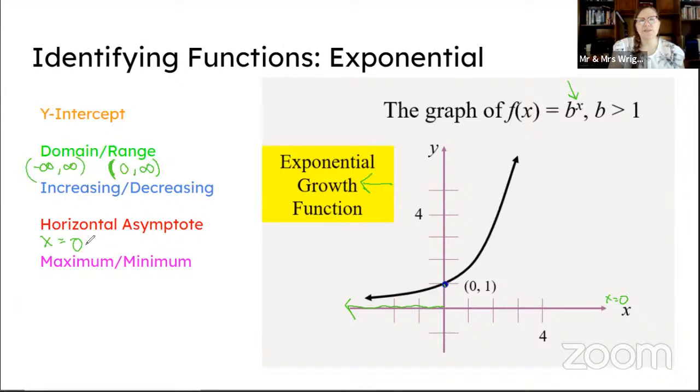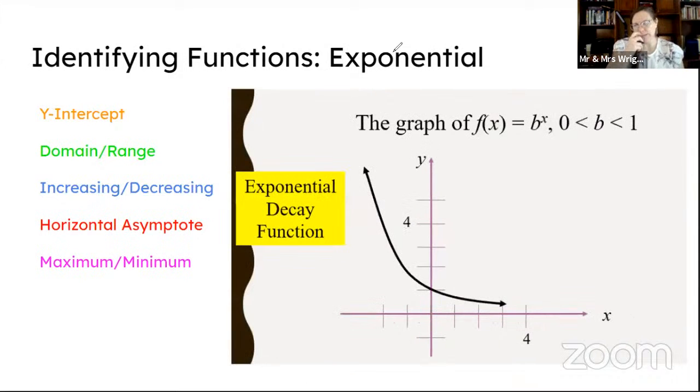Now, whatever your asymptote is, that's what's going to go in this place. It's not always going to be 0. It's going to be whatever the asymptote is, but the domain is always going to be all real numbers. Okay, the range goes from the asymptote to infinity. Now, is this increasing or decreasing? Well, this is growth, so this is going to be increasing. Minimum and maximum, there is no minimum, there is no maximum.